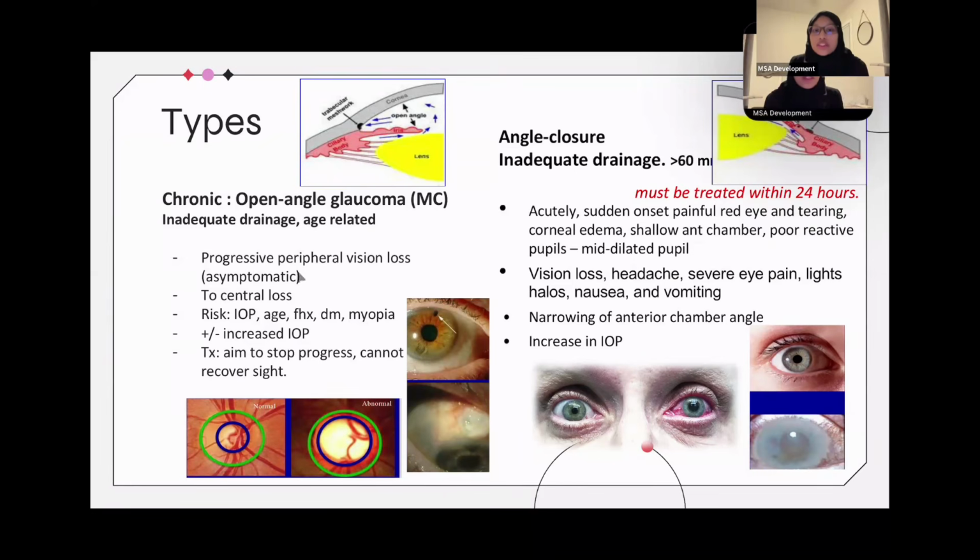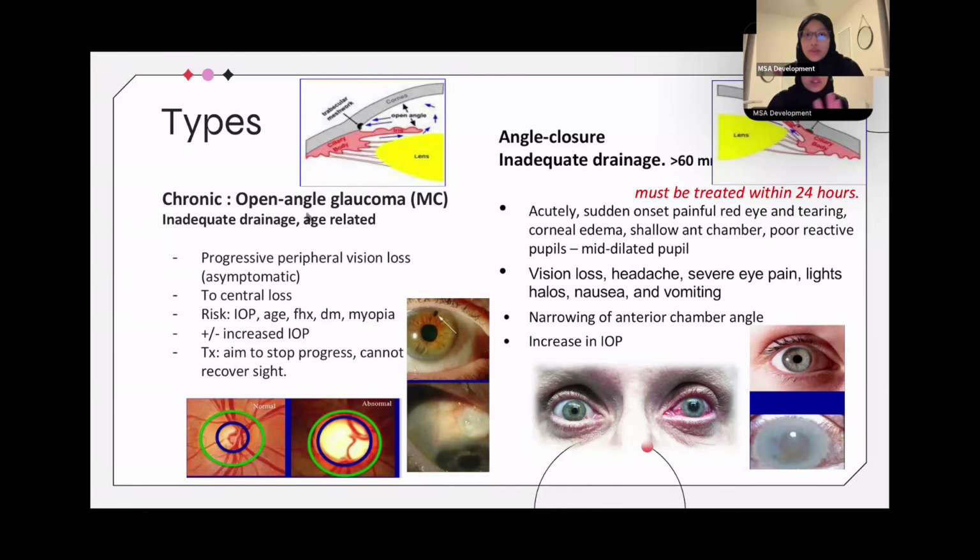So there is progressive vision loss, first peripheral and then central. It's very asymptomatic and sometimes called the silent thief. It takes the vision away, and no one really notices it until they start to lose central vision, which is too late at that point. The risks are already having an elevated intraocular pressure, age, family history, diabetes, and myopia is one of them.